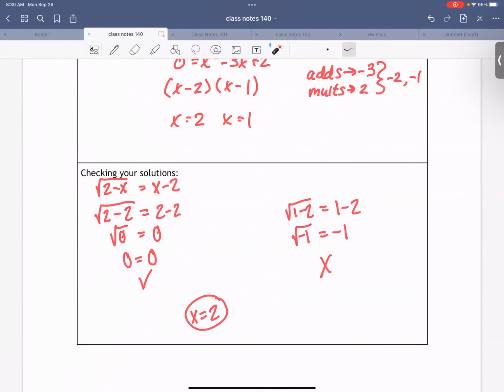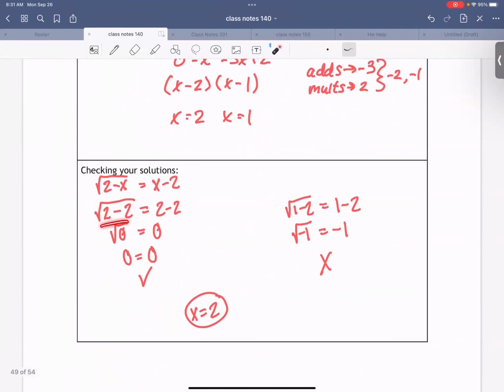So I started by rewriting my equation, and then I plugged in 2 first and got the square root of 2 minus 2 equals 2 minus 2. And the square root of 0 is 0, so it's going to equal 0, so that works. And then I plugged in 1, and I just realized I did that backwards.